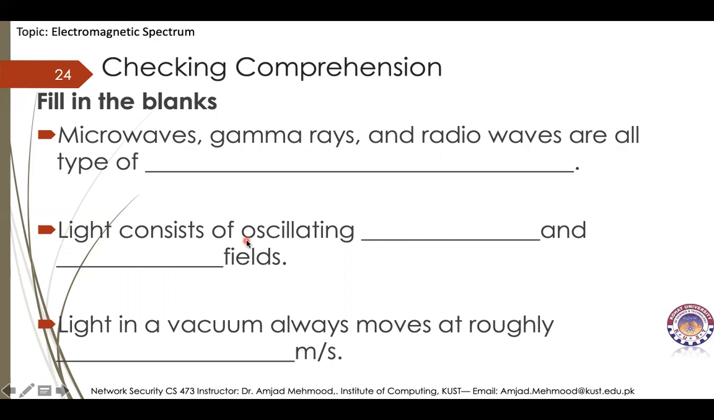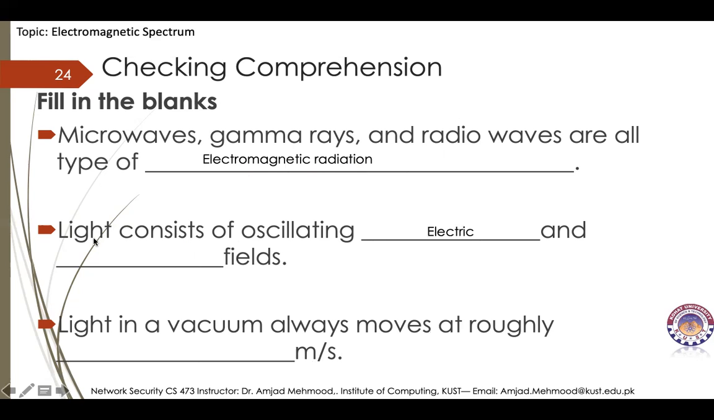Light consists of oscillating dash and dash fields. I hope that you have answered. Light in a vacuum always moves at roughly blank meters per second. We have just read this one. Let me show the answer here: the answer is electromagnetic radiation.